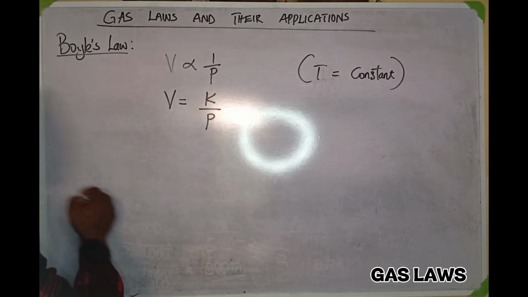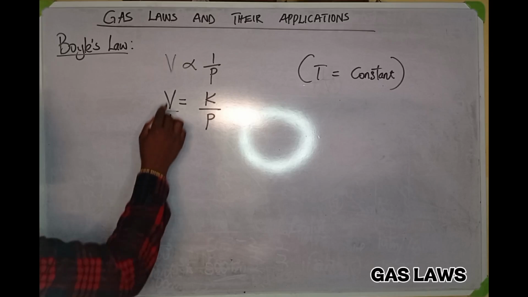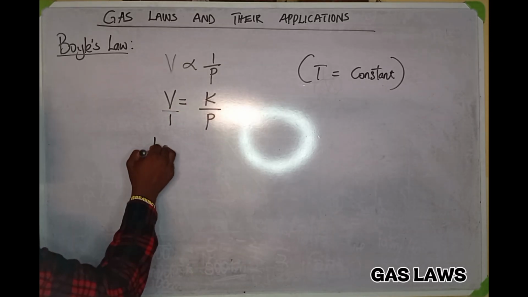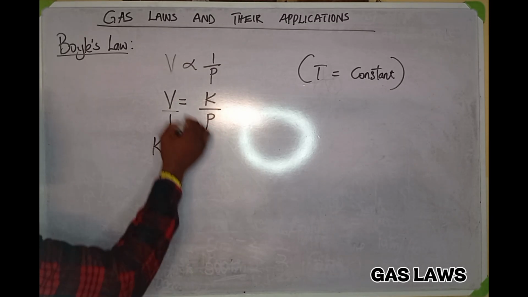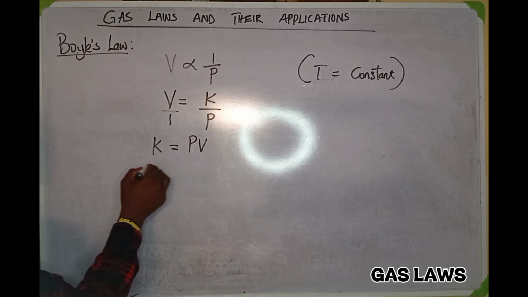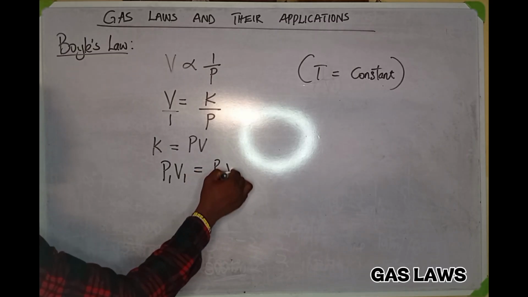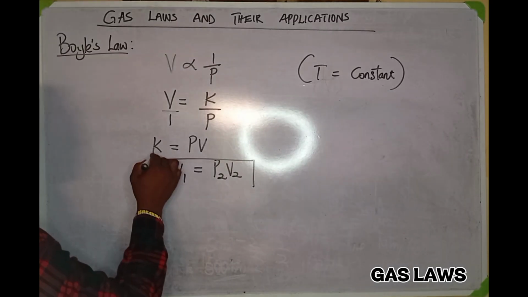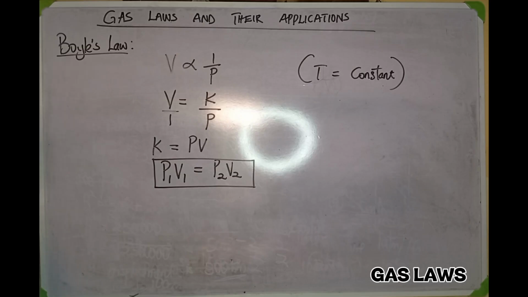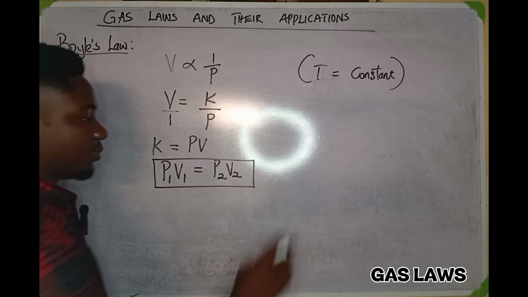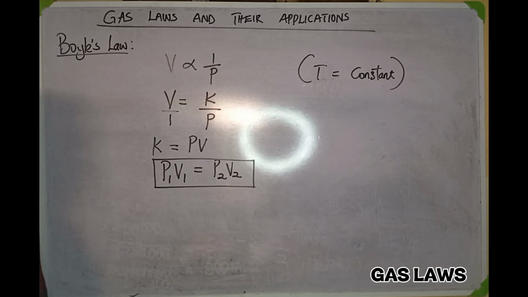And when I cross multiply, this V is the same as V over 1. When I cross multiply, I'll have K times 1 equal to K equal to P times V equal to PV. This gives us P1 V1 equal to P2 V2 equal to P3 V3 equal to P4 V4, as the case may be. So this is Boyle's law, and we can use this formula to solve problems involving Boyle's law. So what Boyle's law is actually telling us is that when pressure increases, volume decreases.